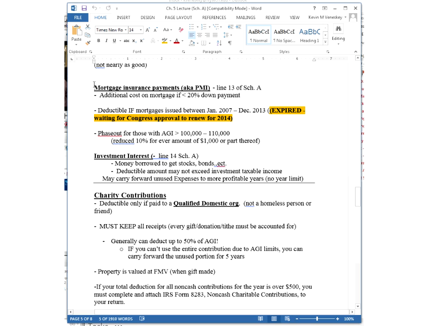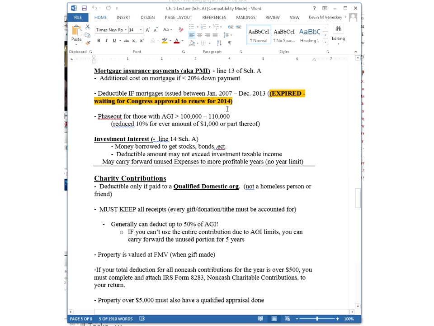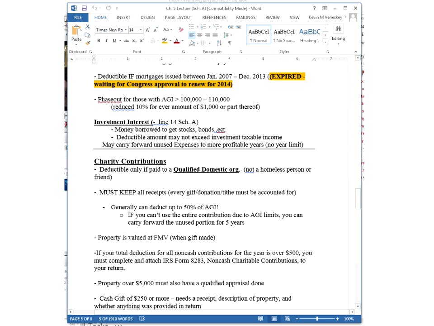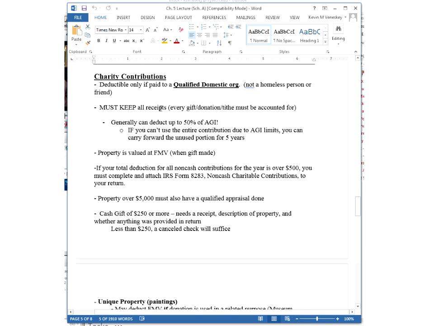Mortgage premiums, PMIs, what they're mainly known as, mortgage insurance payments. You can deduct these. These are if you have paid down less than 20% on your home. You will have PMI as well, extra payments that you have to make with your mortgage, and those are allowed as a deduction for this year. Let's continue to go down.